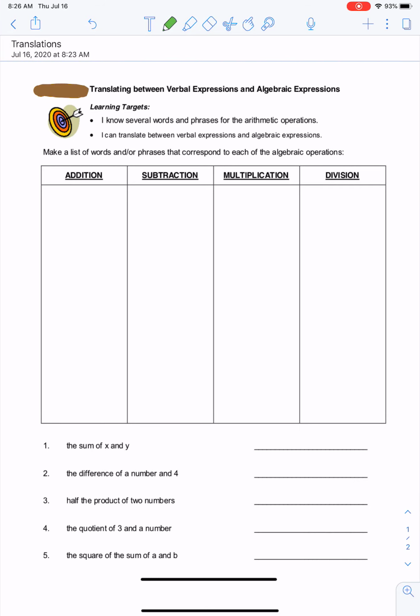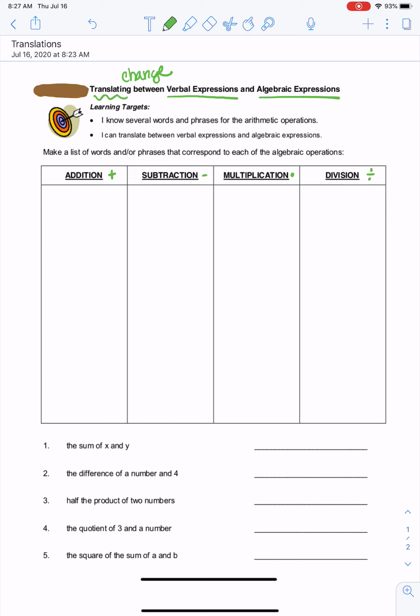Today we're going to talk about translating between verbal expressions or phrases and algebraic expressions. So remember, translate just means to change something, and we're going to be changing words into what look like math expressions. So let's talk about all the words that mean these different operations, because we're going to have to take what we're reading and change it into a math problem.